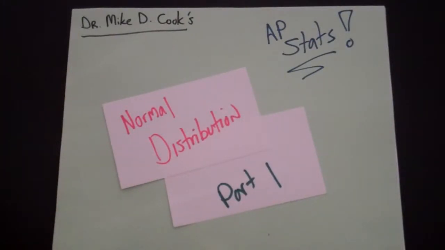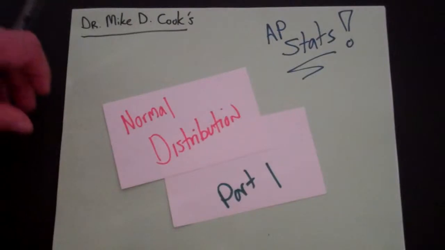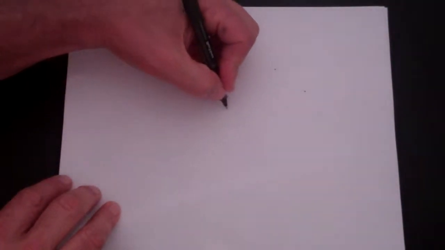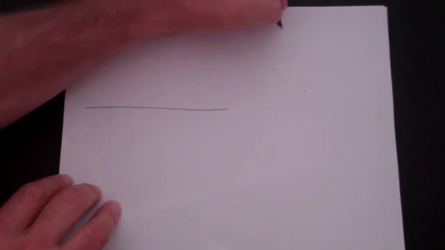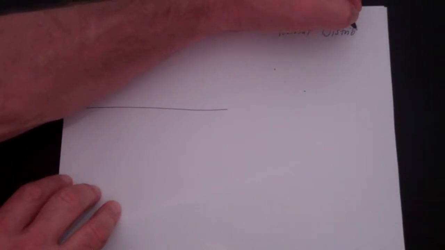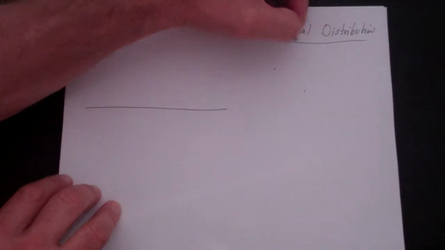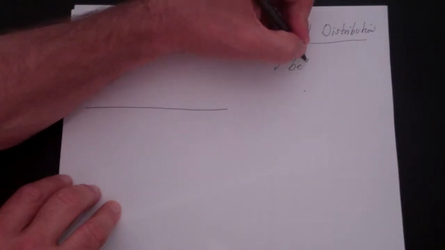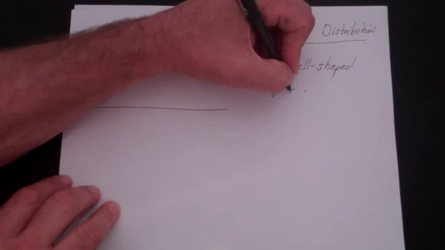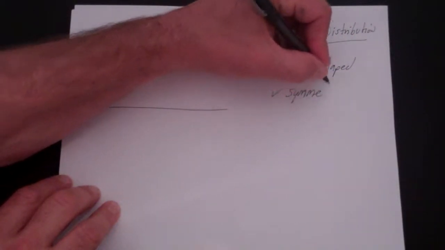This is the first in a series of videos on the normal distribution. And the normal distribution is probably the most common distribution, at least in introductory statistics. And there's a couple things about the normal distribution that you need to know. And the first is the shape. The shape is generally a bell-shaped curve, and it's symmetrical around the mean.